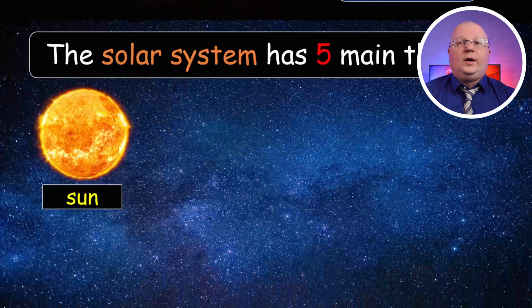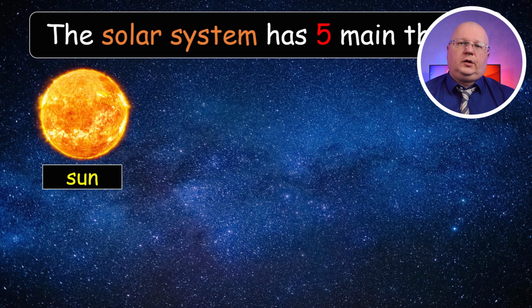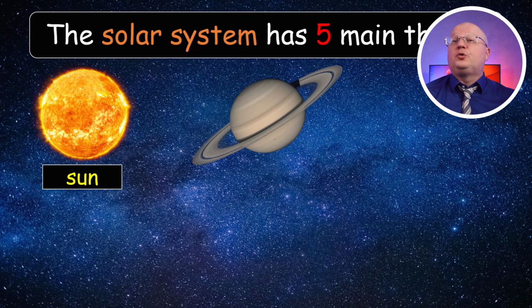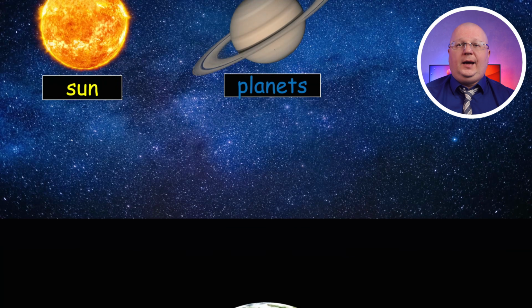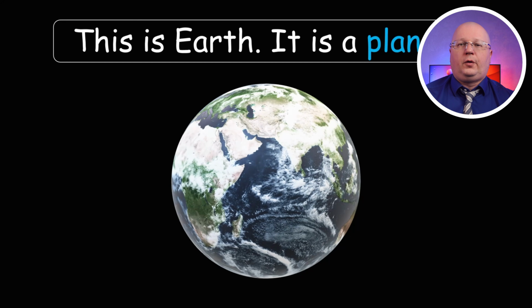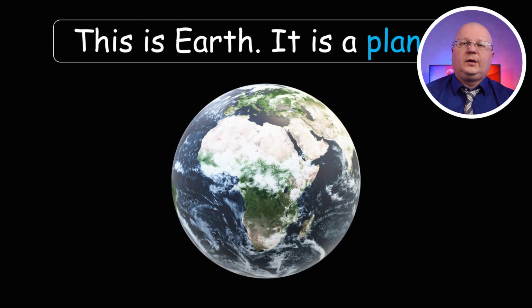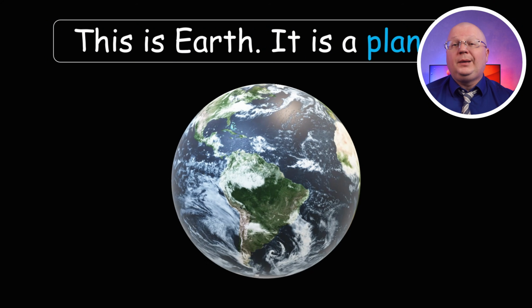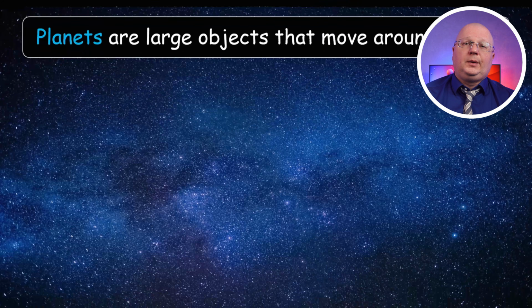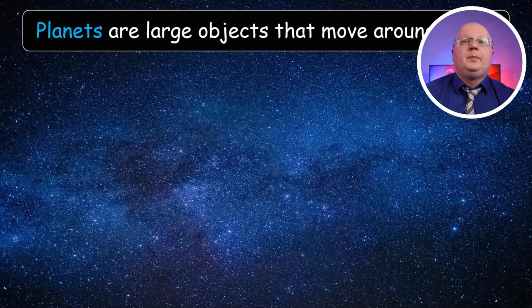All right, what's the second object in the solar system? That's right, planets. Show the next slide with a picture of Earth and read with your class. This is Earth. It's a planet. Then display the definition. Planets are large objects that move around stars.